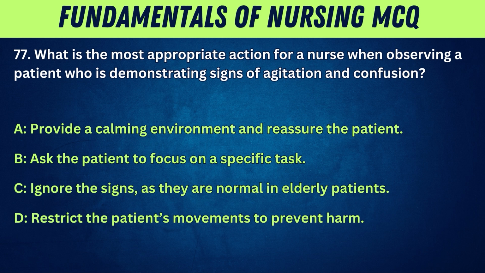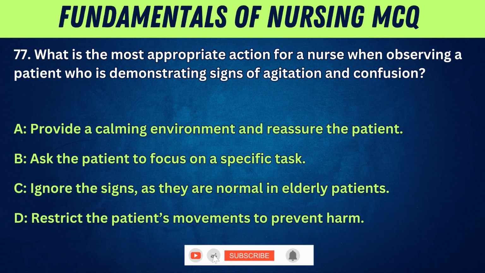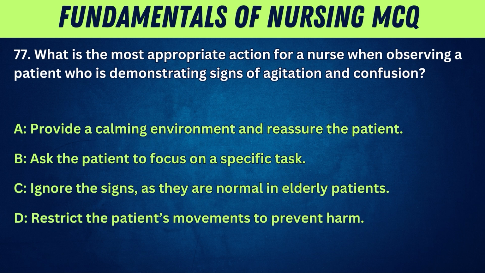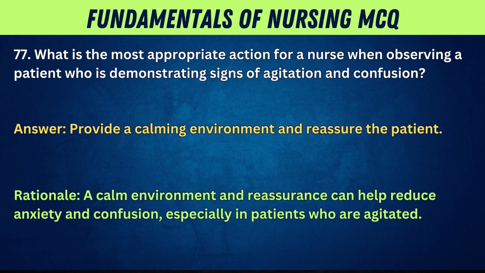77. What is the most appropriate action for a nurse when observing a patient who is demonstrating signs of agitation and confusion? A. Provide a calming environment and reassure the patient. B. Ask the patient to focus on a specific task. C. Ignore the signs, as they are normal in elderly patients. D. Restrict the patient's movements to prevent harm. Answer. Provide a calming environment and reassure the patient. Rationale. A calm environment and reassurance can help reduce anxiety and confusion, especially in patients who are agitated.